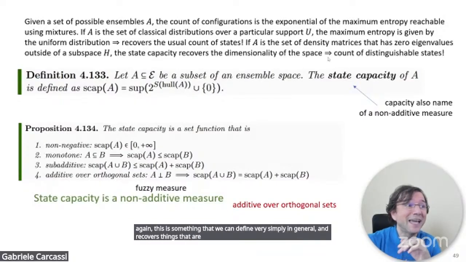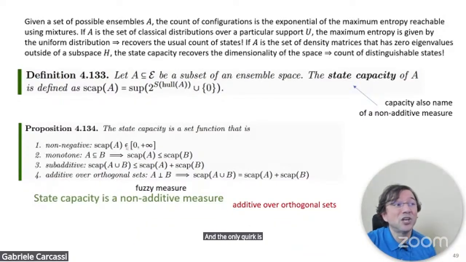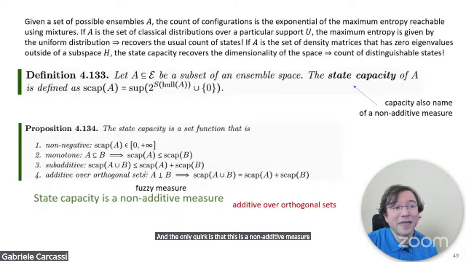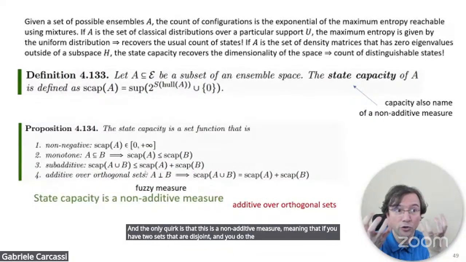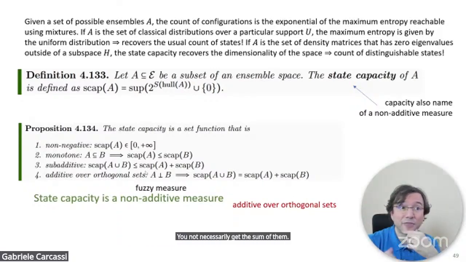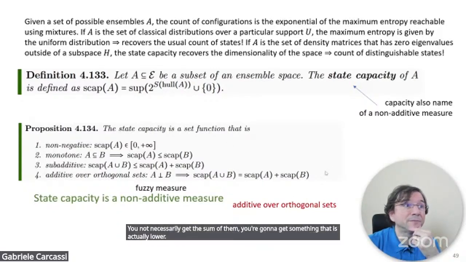So again, this is something that we can define very simply in general and it recovers things that are interesting. The only quirk is that this is a non-additive measure, meaning that if you have two sets that are disjoint and you take the measure on the union of both, you don't necessarily get the sum of them. You're going to get something that is actually lower, it's going to be subadditive.